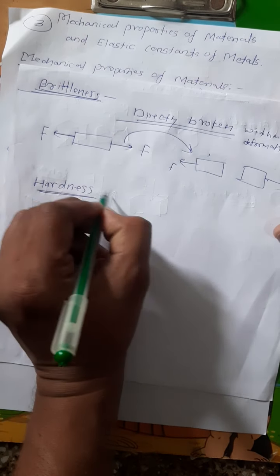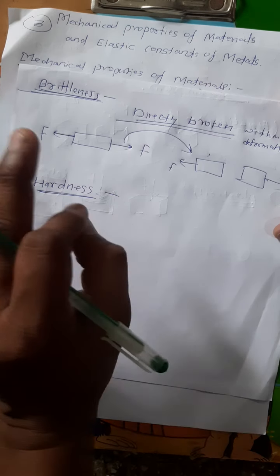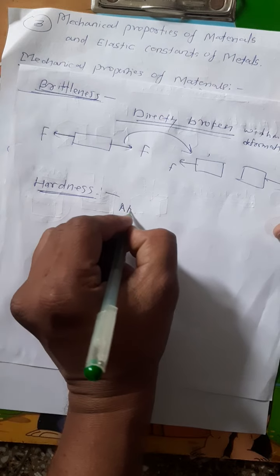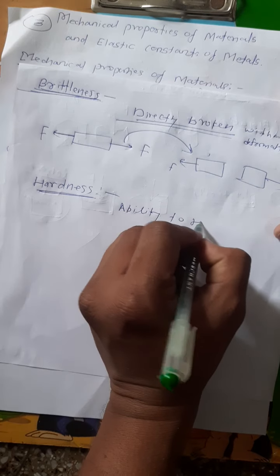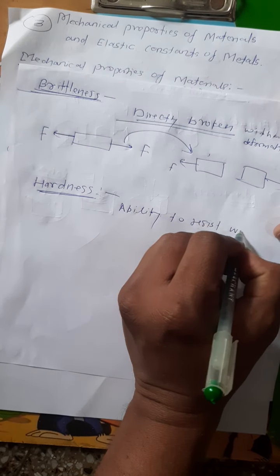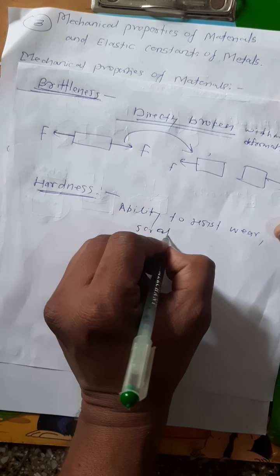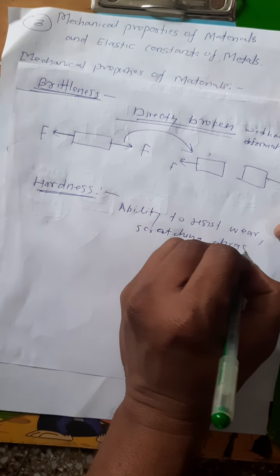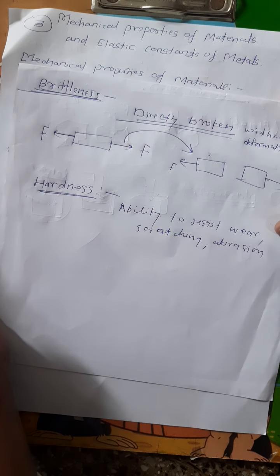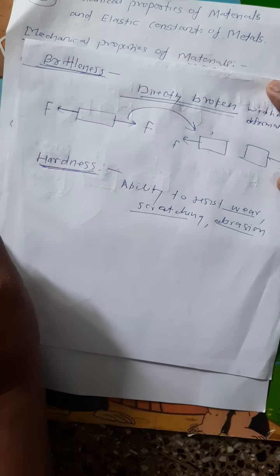Now, my dear students, our next property is hardness. So what is hardness? Again, it is a property of material, having the ability to resist what? Wear, scratching, abrasion. So hardness is a property of material which has the ability to resist wear, tear, sometimes scratching and abrasion.